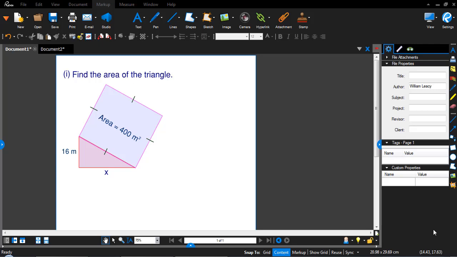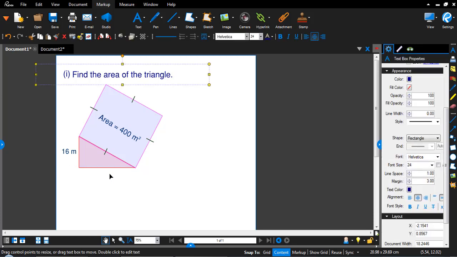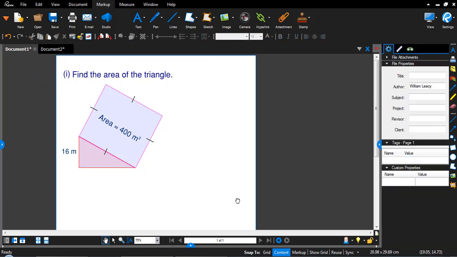Okay, let's do these questions we got today. So we had to find the area of the purple triangle. So we have to find the area of the purple triangle.